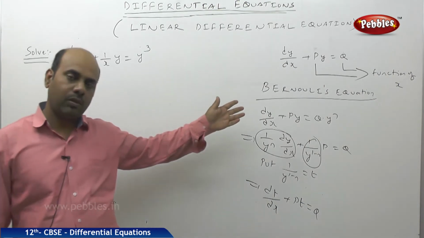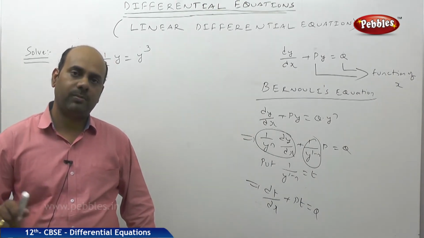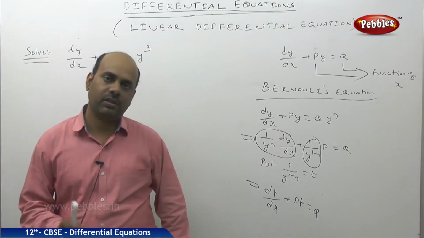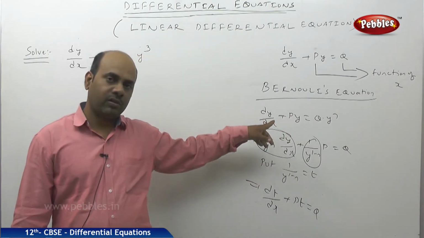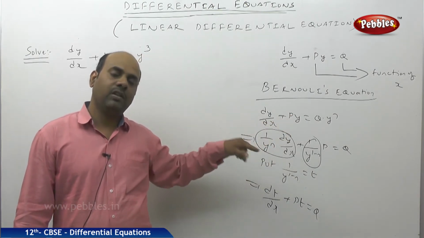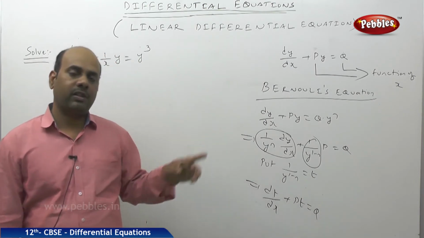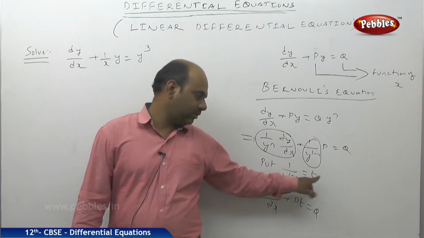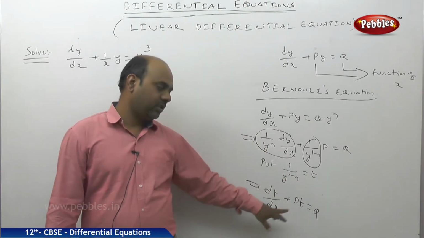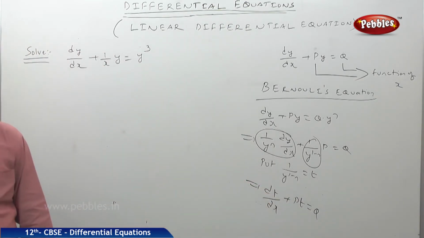Once again I am repeating: Bernoulli's equation means an equation of the form dy by dx plus py is equal to q into y power n. For the procedure, we need to divide by y power n on both sides, and after dividing, we put 1 upon y power 1 minus n is equal to t. So this becomes dt by dx plus pt is equal to q, which turns into a linear differential equation, and the procedure is as usual.